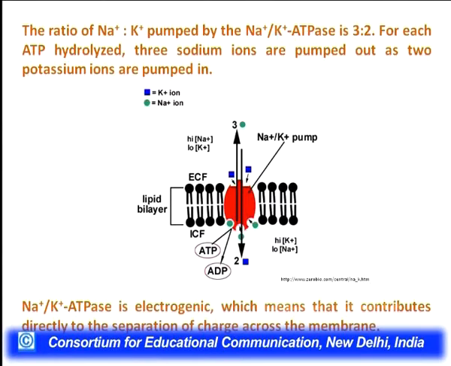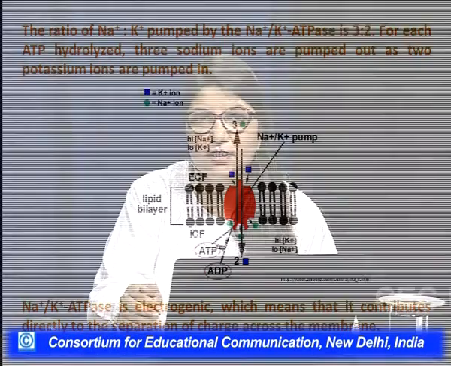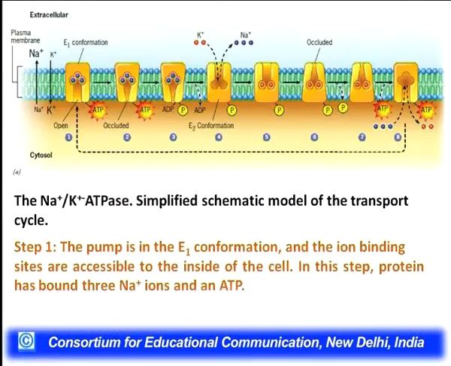So, sodium-potassium ATPase is electrogenic, which means that it contributes directly to the separation of charge across the membrane. As I said, electrical neutrality is tried to be maintained by the chloride ions as well as the impermeable negative ions, whose sources are the proteins and the nucleic acids. But because of this pumping of the sodium and potassium ions, the electrical non-neutrality or the charge difference across the plasma membrane is always maintained. So now we will look at how this sodium-potassium ATPase works. What is the simplified schematic model of the transport cycle?